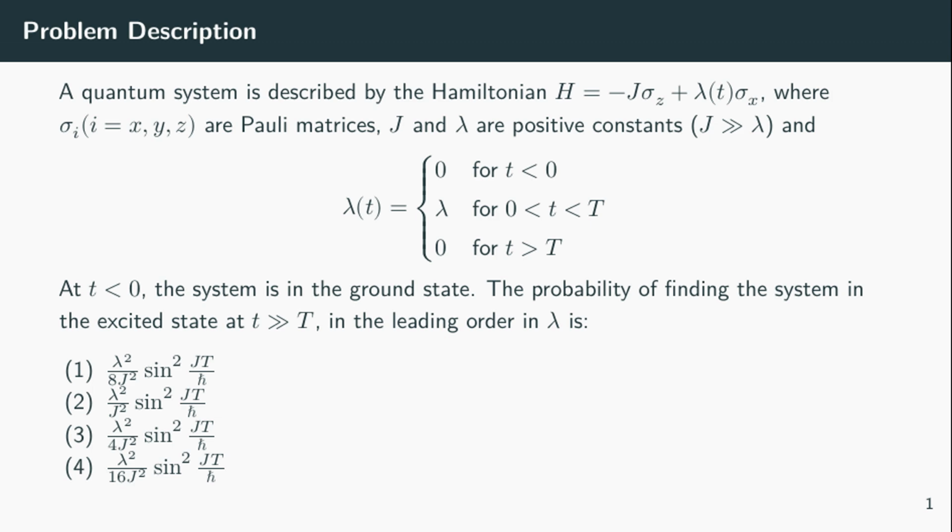Now the time dependence comes from lambda of t. It's a piecewise function. For time less than 0, lambda of t is 0. For time between 0 and T, it's equal to the constant value lambda. And for time greater than T, it goes back to 0.